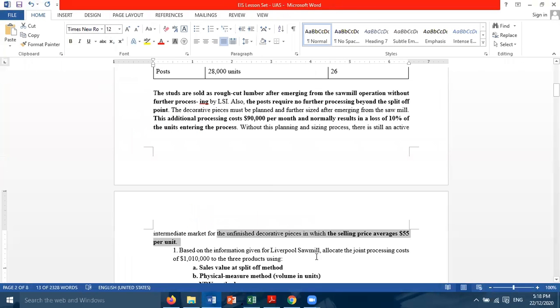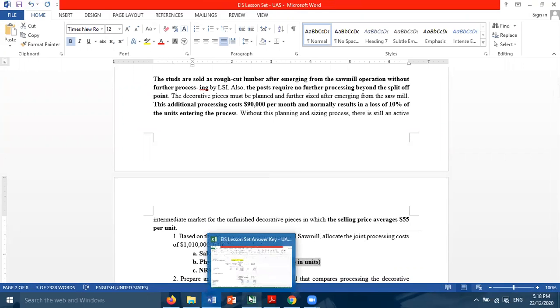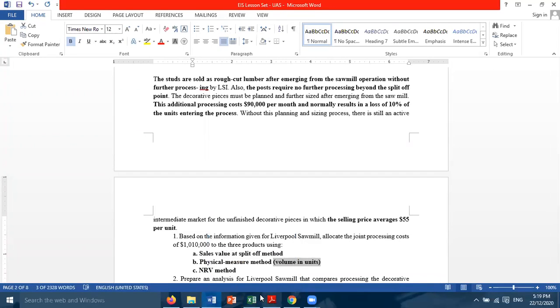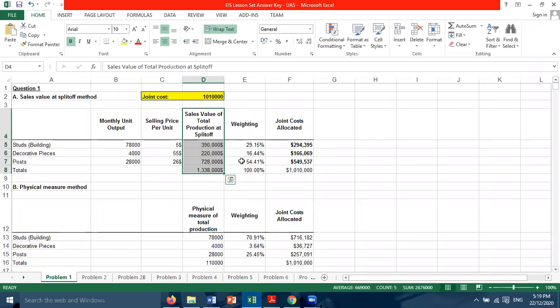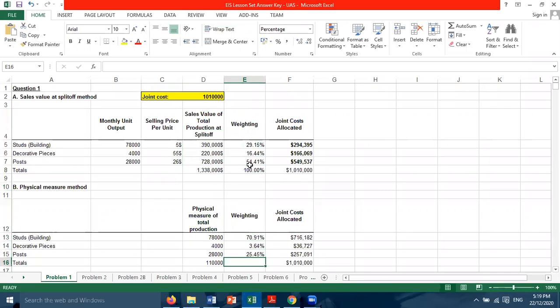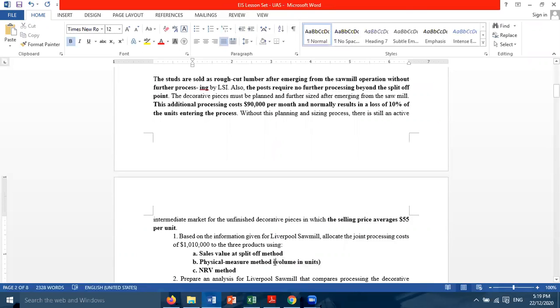Now, the next one is the physical measure method, and it's specified volume in units. Okay, so technically the approach in doing this is similar. However, the difference is in the basis of the weighting. Here, the basis of our weighting is total sales value at split off. However, in the physical measure, the weighting is based on the physical measure we use. In this case, it is stated that we should use volume in units.